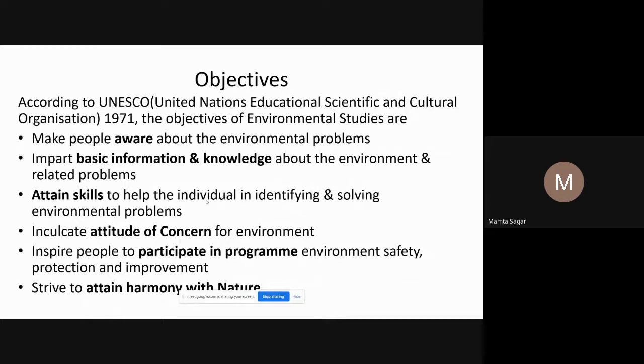The next objective is to inculcate an attitude of concern for the environment. Like I have told you about electronic waste, we should have concern. We are studying engineering. We have been awarded the degree, but we are not aware of the problem of electronic waste. The people are not aware, and due to political problems, or some other professional problems, the media do not focus on those kinds of news.